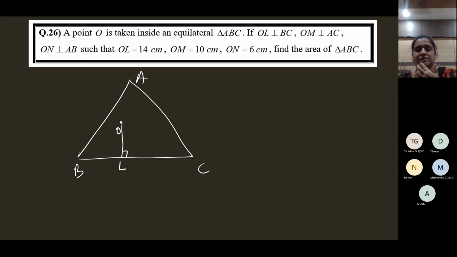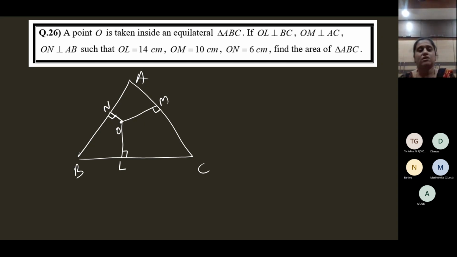Triangle ABC and O is a point inside the triangle ABC. All right, children? You can take it anywhere inside the triangle. I have taken it here. OL is perpendicular to BC. OM is perpendicular to AC. And ON is perpendicular to AB. Is this correct, children?